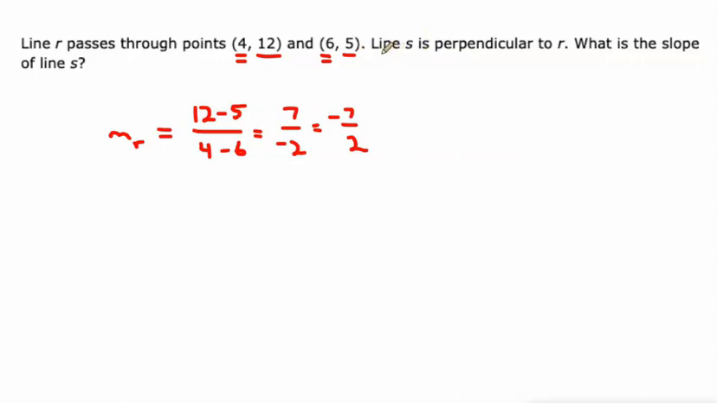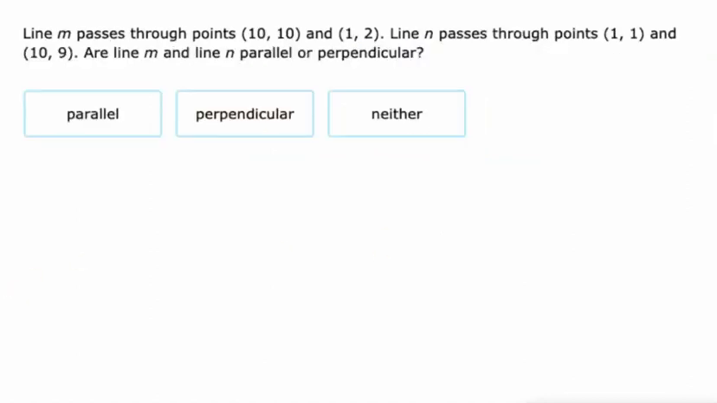All right, now line S is perpendicular to line R. Perpendicular means that its slope would be the opposite, so instead of negative, it's going to be positive. Reciprocal, instead of 7/2, 2/7. So that would be the slope of line S. We take that, flip it upside down. Instead of 7/2, 2/7. Instead of negative, it's positive. That's called an opposite reciprocal.